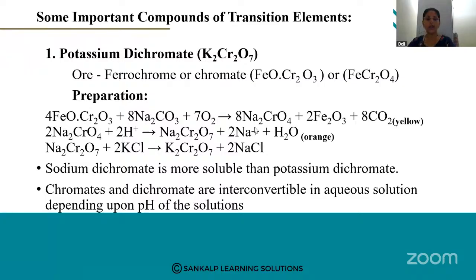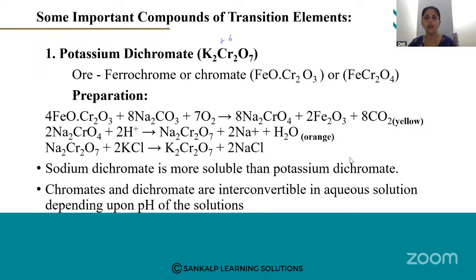So here we have some of the important compounds of transition metals. The first one is potassium dichromate. Potassium dichromate is manufactured from the ore called ferrochrome or chromite, that is FeO.Cr2O3 or FeCr2O4, as we write it. What we need to understand here is that in potassium dichromate, chromium is in the +6 oxidation state.